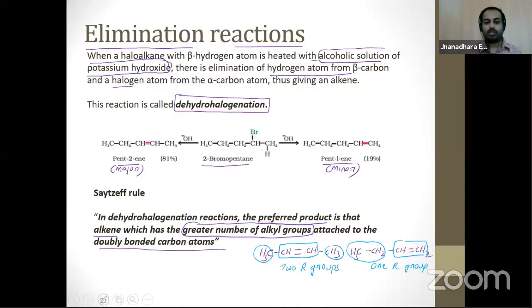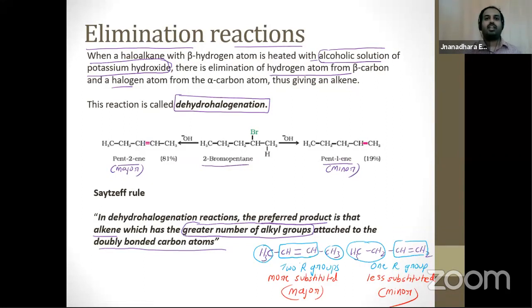So which alkene is more substituted? The one which has 2 R groups. This is more substituted, hence major, more stable. This is less substituted. More alkyl groups, more substitution. Simple logic. This therefore becomes the minor product. Easy to understand. That's what you need to remember with respect to elimination reactions.